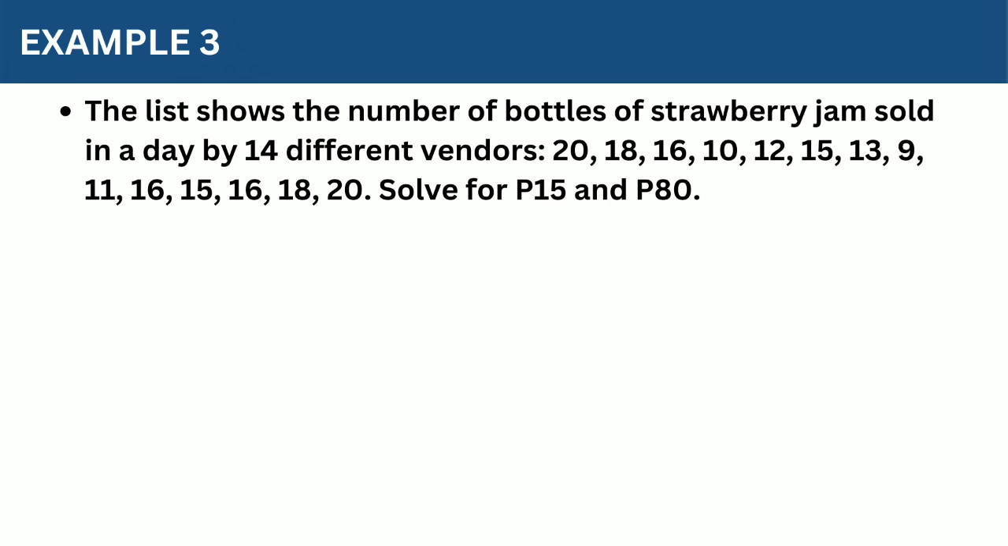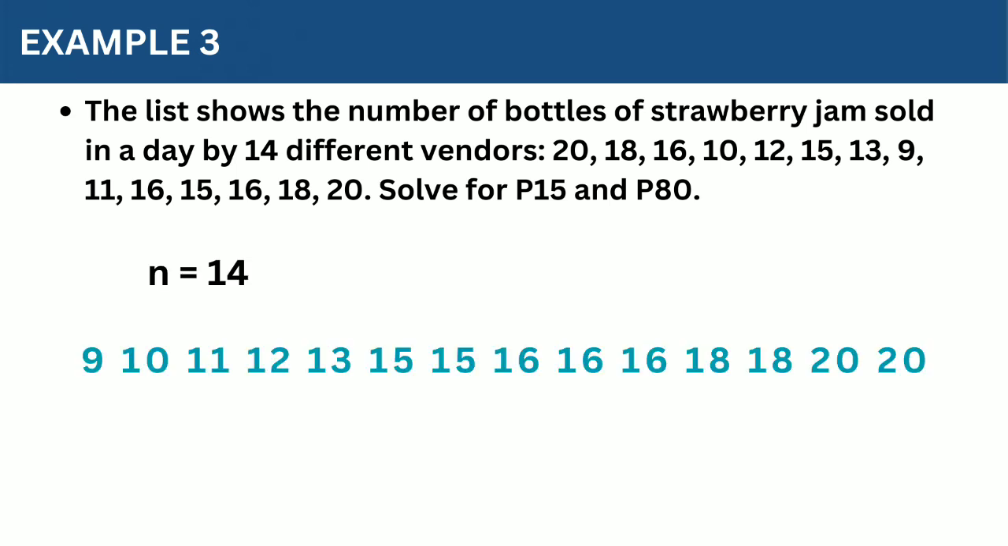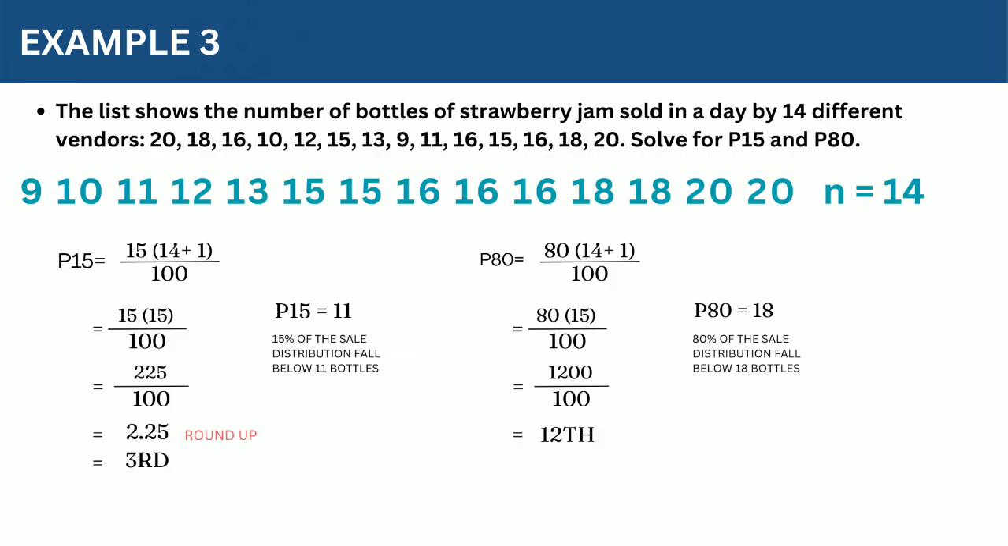Moving on to example number 3. The list shows the numbers of bottles of strawberry jam sold in a day by 14 different vendors: 20, 18, 16, 10, 12, 15, 13, 9, 11, 16, 15, 16, 18, and 20. Let's solve for percentile 15 and percentile 80. Next, we arrange the numbers in ascending order. Now we have 9, 10, 11, 12, 13, 15, 15, 16, 16, 16, 18, 18, 20, and 20, a total of 14 numbers.